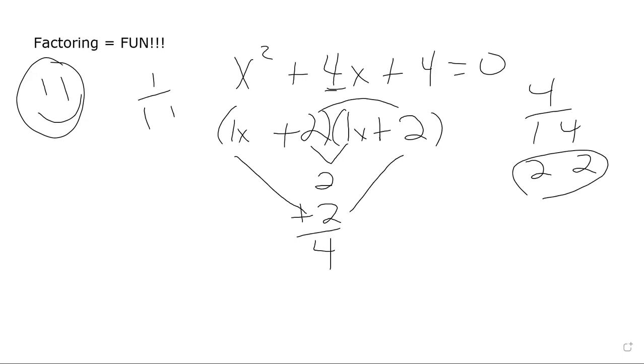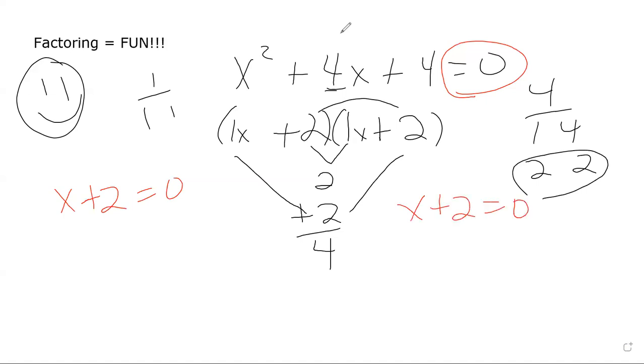One more thing you have to do, since it says equal to 0. You've got to set both of these equal to 0. Now x plus 2 equals 0, and x plus 2 equals 0. Well, obviously, it's kind of pointless to do it twice. So x equals -2, and there's your only solution. That's 1. Okay, let's do another one.